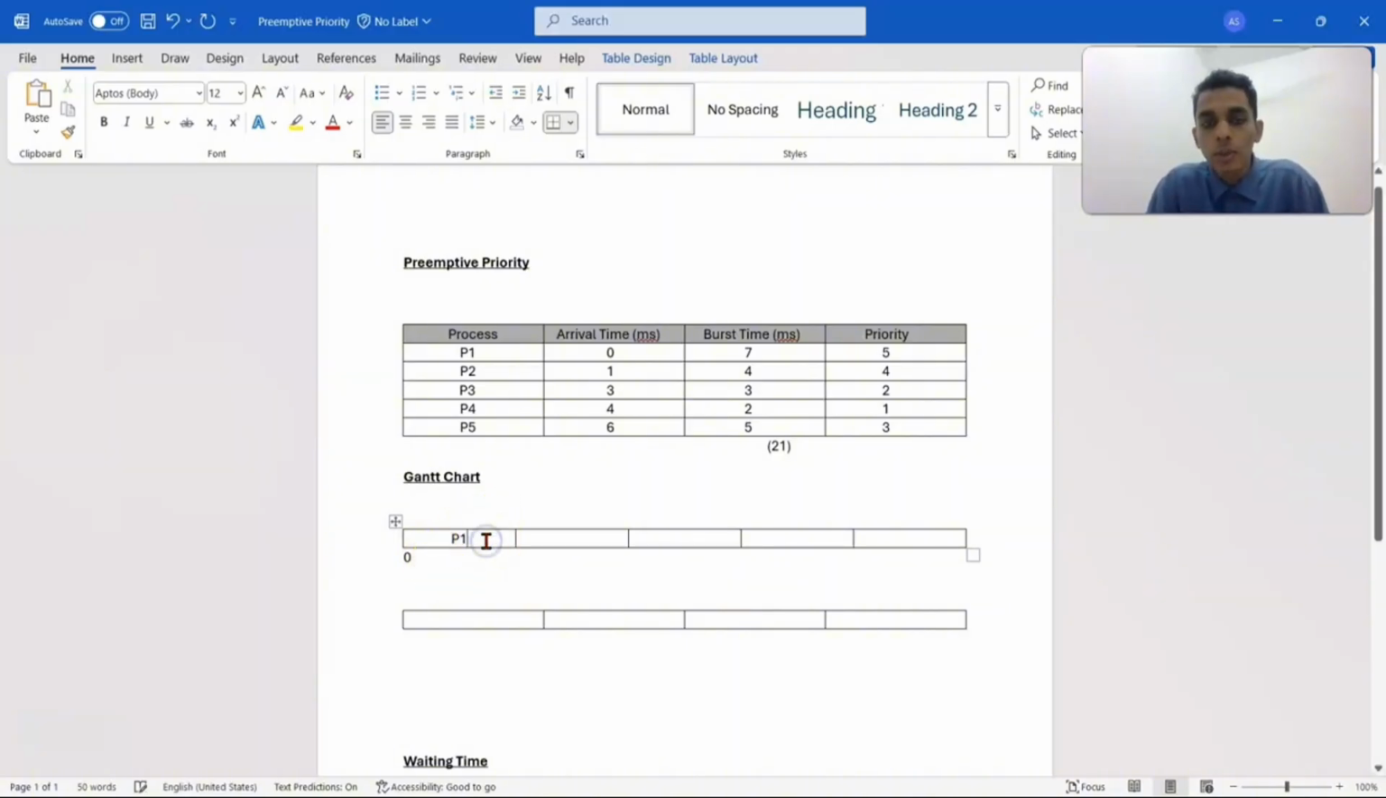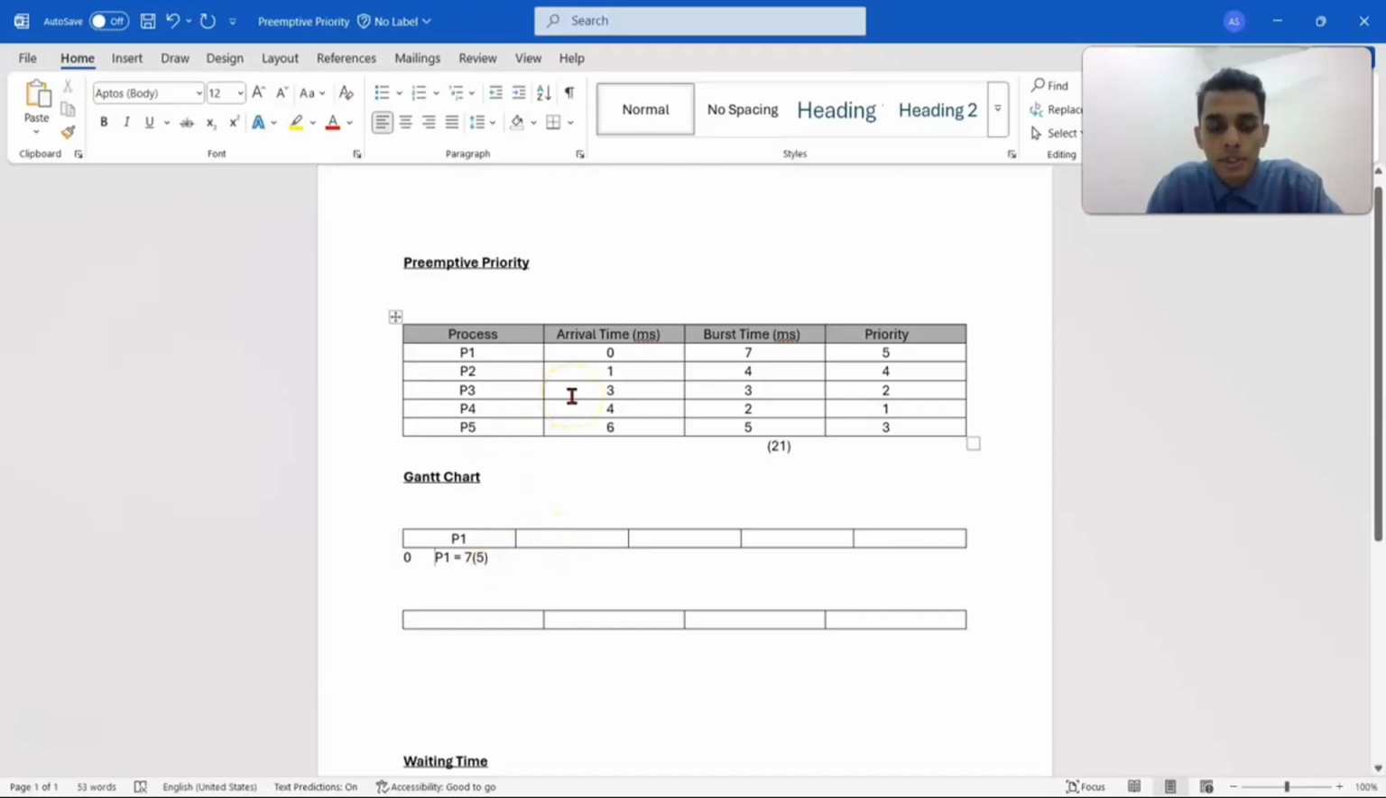After we figure out which process has arrived first, we will do something called the ready queue, where we put all the available processes that have arrived under the table for our reference. So right now we only have one process, which is P1, and we'll put together its burst time plus its priority, which is 5. With that done, we can now proceed to the next process.